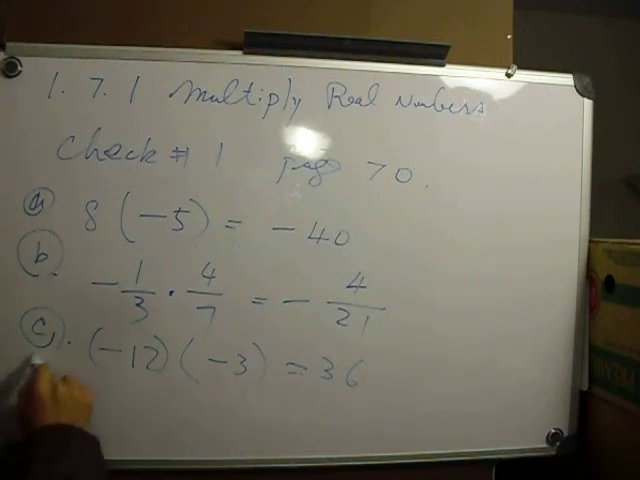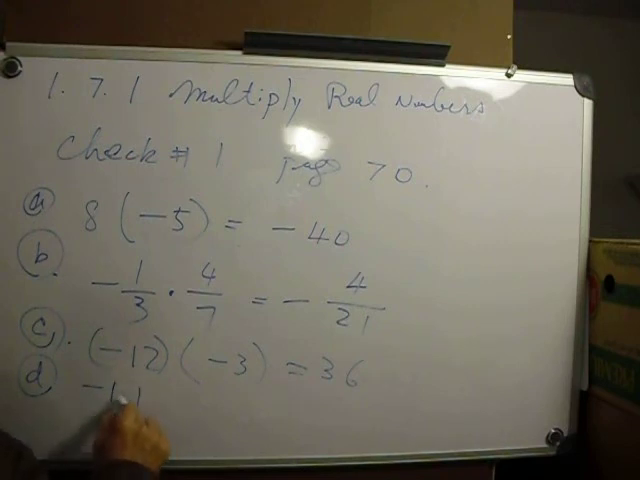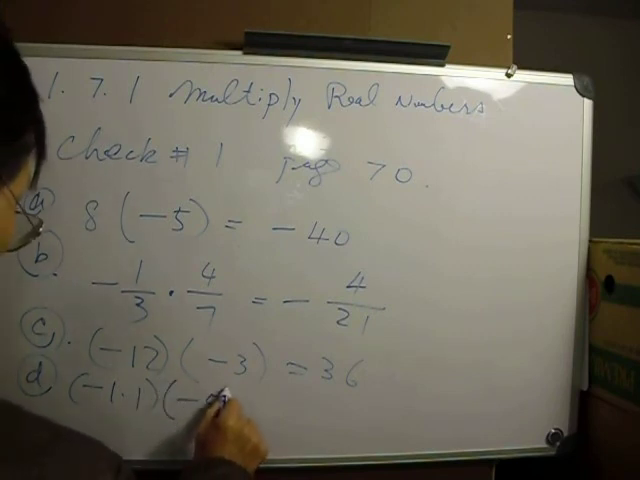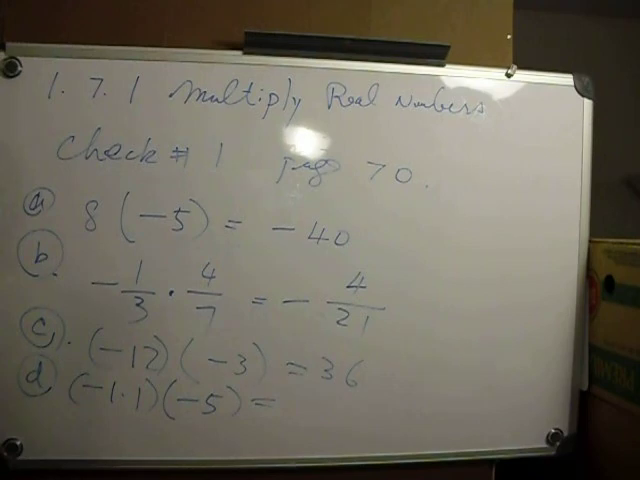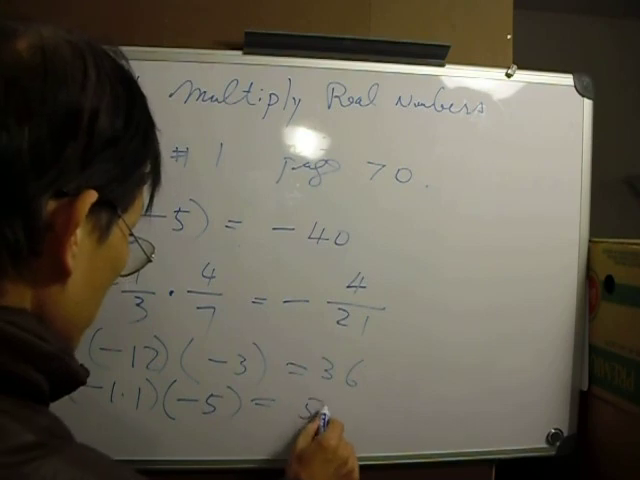Next one, D. It's a decimal multiplication. Negative 1.1 times negative 5. Again, this is a like sign, so the result is positive. And then use 1.1 times 5. Use your calculator carefully, you should get positive 5.5.